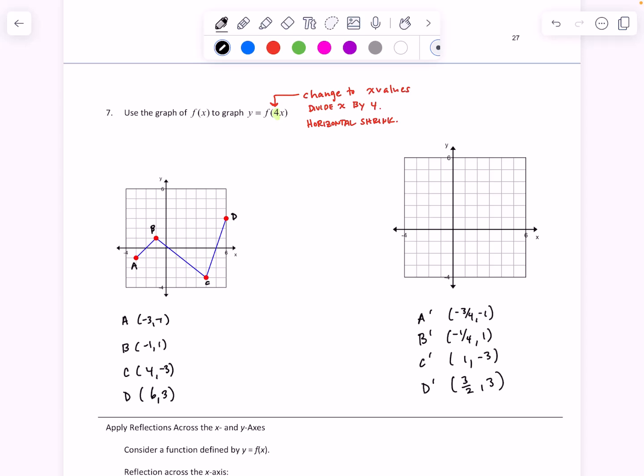All right, so now if I plot those points, A prime (-3/4, -1) is going to be about here. (-1/4, 1) is here. (1, -3) is all the way down here. And (3/2, 3) is right about here. We're going to connect them in the order that we drew them, so we get lines that look like this. And now you can see that this was a shrink. We shrunk it when somebody came along and just squished them together, and now we have this new graph that we got by taking f of 4 times x.